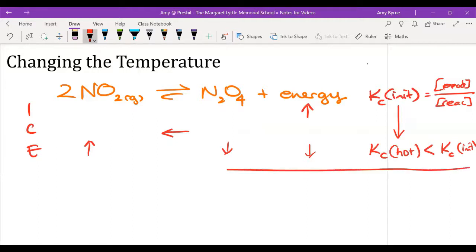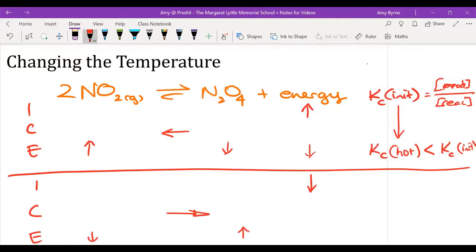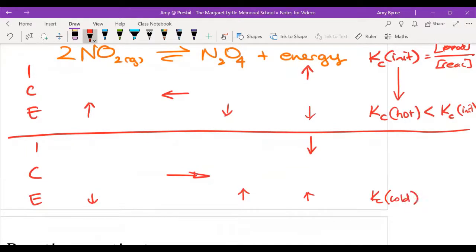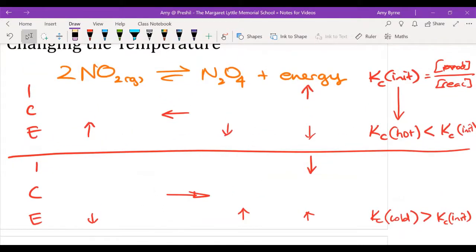Let's look at what happens if, for this reaction, I reduce the temperature. So initially, I am going to reduce my energy, which means that my change, my partial opposition, is the reaction moves forward so that at equilibrium, I have less NO2, more N2O4, and more energy. My Kc initial is the same, but my Kc when it's cold is going to be greater than it was initially because my concentration of my product has increased.